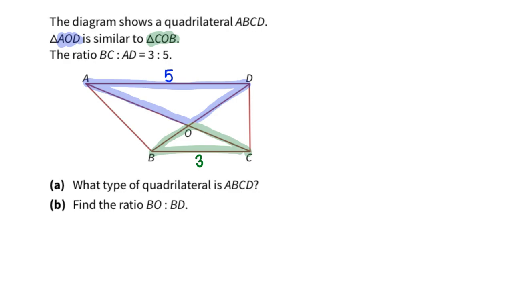Because it is a similar triangle, this actually translates to BO being 3 units as compared to OD, which will be 5 units. So with that in mind, I could then start to work on part A and part B already.